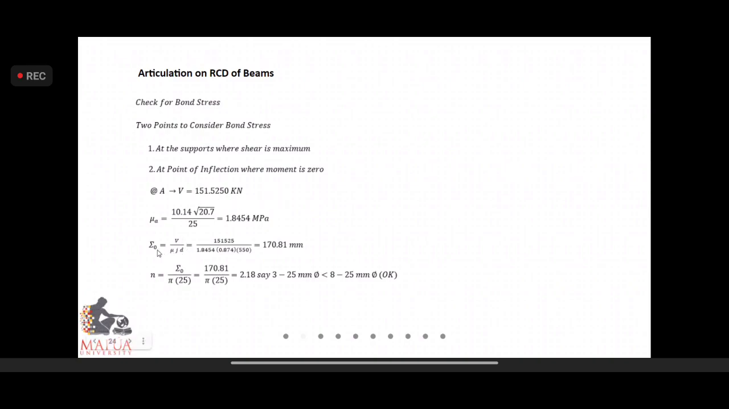We compute for sigma sub O based on the formula V over the allowable bond stress that we computed earlier.